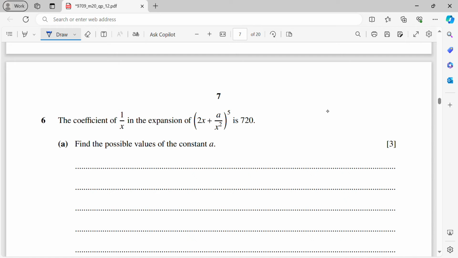Now next, question number 6. The coefficient for 1 over x in this expansion is 720. A, find the possible values. Okay, look at the question. Values means more than 1 a.